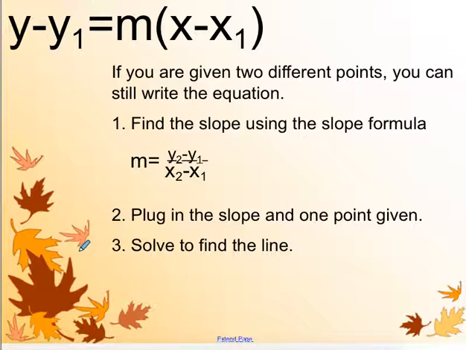Now, that's if we were given the slope. If we're just given 2 points, we're still going to use this formula, but we first have to find the slope. And remember, finding the slope between 2 points, we're going to use y2 minus y1 over x2 minus x1. Then we can plug in the slope and either of the points and solve to find what y equals. So let's try this.